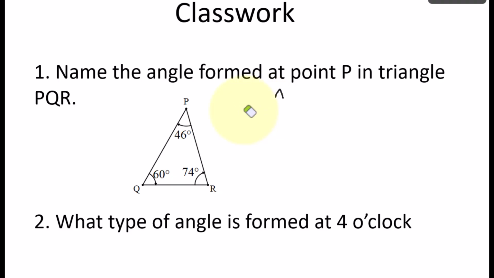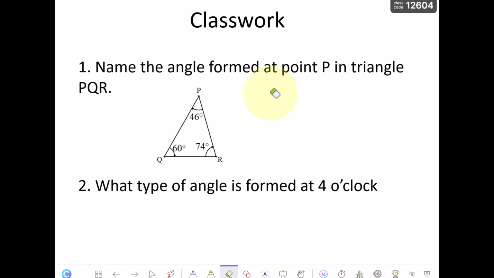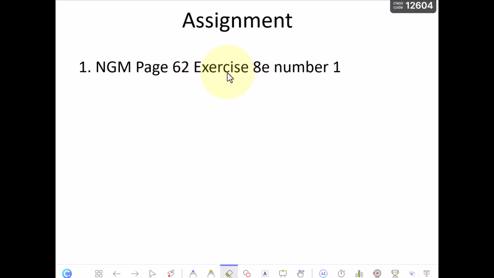So that is that for today. The assignment, you can go to this page in your new general maths and do the assignment. It's just one question, but there are many. So do all of them. It's a simple question. It's an identification question. Identify which one is reflex, which one is acute, which one is obtuse. So that is all for today's lesson.